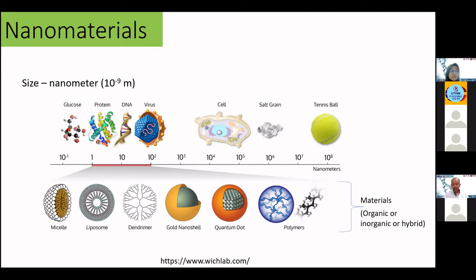Sometimes we call it nanofiber, where the size of the fiber is in nano size. Sometimes we call it a carbon nanotube, where the size of the tube is nano size. And these are the examples: micelle, liposome, dendrimer, gold nanoshell, quantum dot, polymers. Nanomaterials can also be organic, inorganic, or hybrid. Inorganic nanoparticle, for example, gold nanoshell. Hybrid, for example, dendrimer. Sometimes they put silver inside the dendrimer, but the framework of the dendrimer itself is an organic compound.